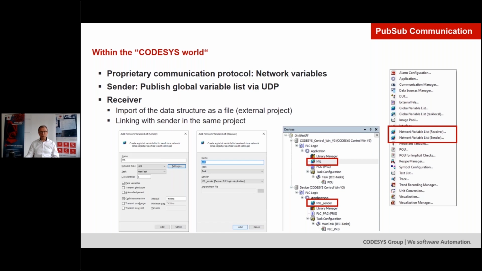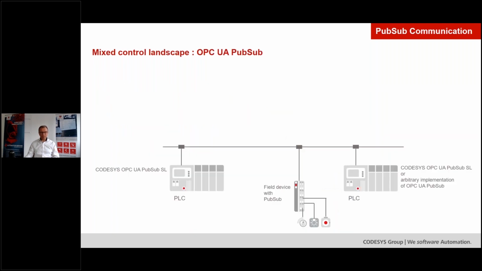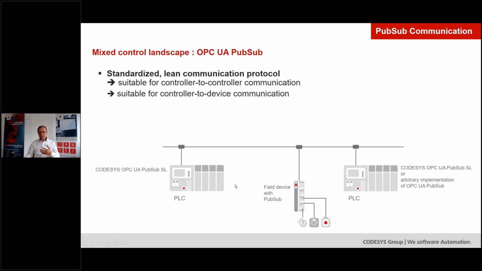I don't want to show that in a live mode. But what about a mixed control landscape? There, OPC UA offers a special communication way, which is called PubSub, publisher subscriber. And this is now possible between different devices on a standardized and lean protocol. So this is suitable not only for PLC to PLC communication, but as well for PLC to device communication, because it's not that demanding concerning the performance.